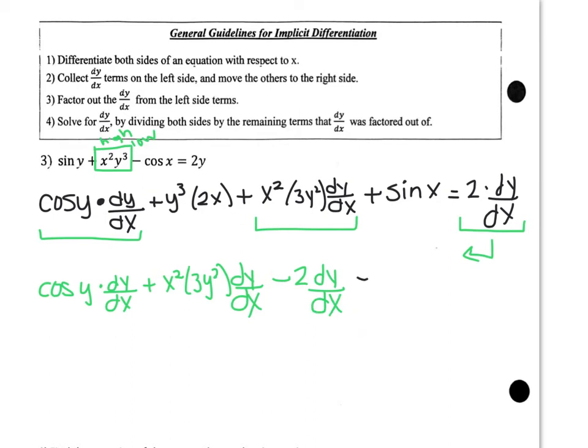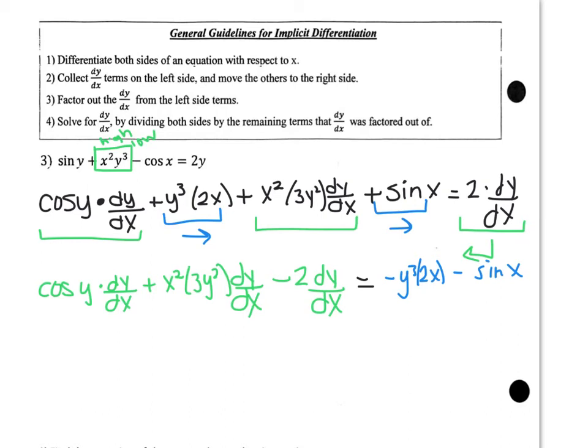And then equals, and I want to bring all of these terms, this one and this one, to the right side. So this term to the right and this term to the right. So it's going to be a negative y to the third times 2x and a negative sine of x.